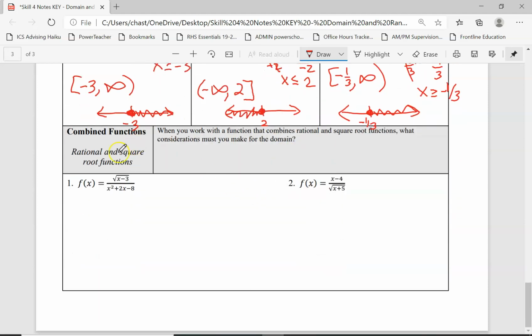So now, what if I have both of those types of functions together? Okay. Well, first we're going to find our excluded values of the fraction. And then we're going to find our, well, I won't call it excluded values, but we'll find our domain of the square root function.